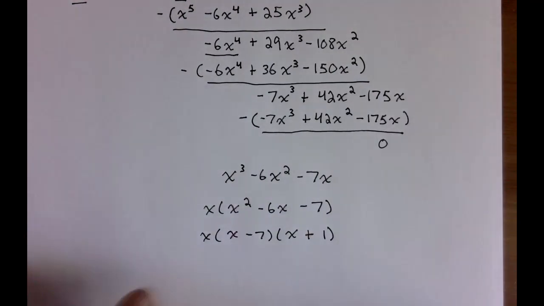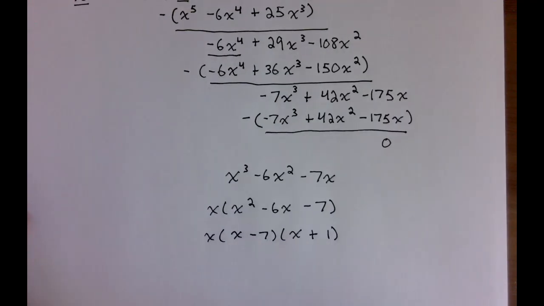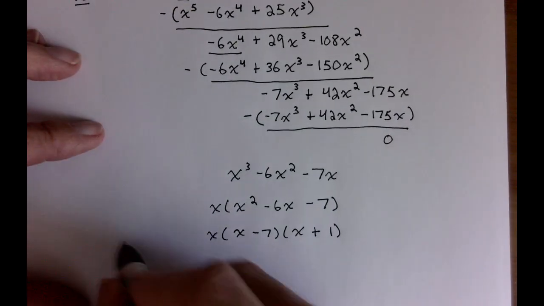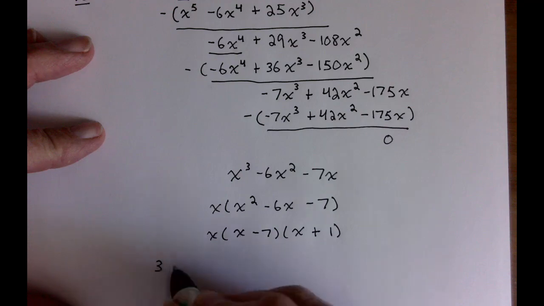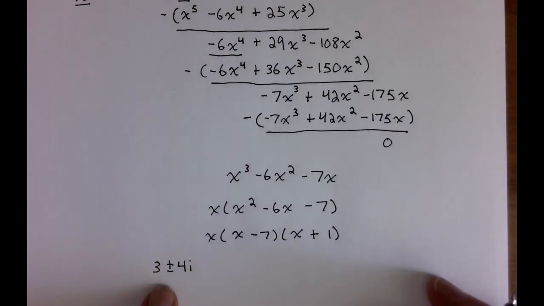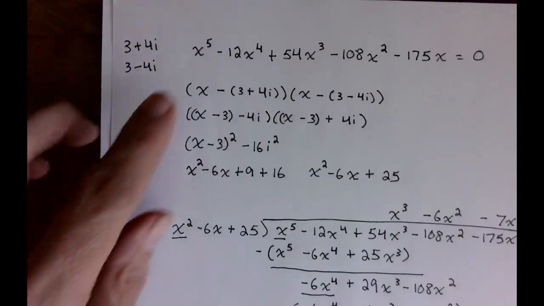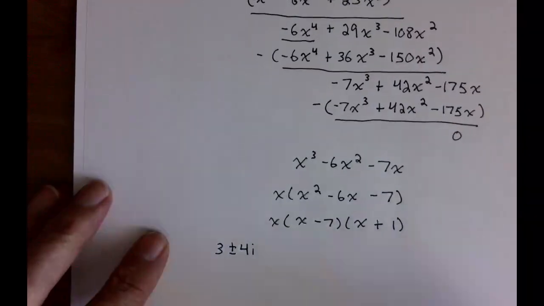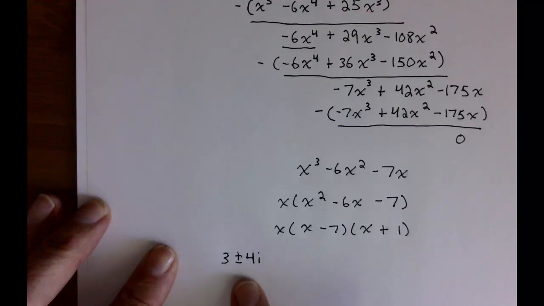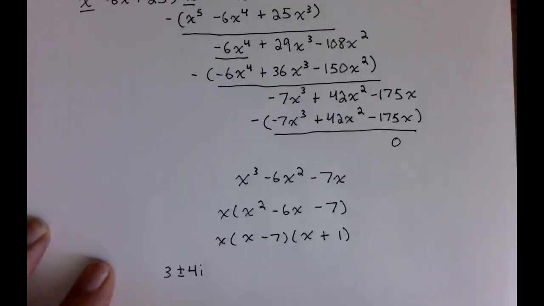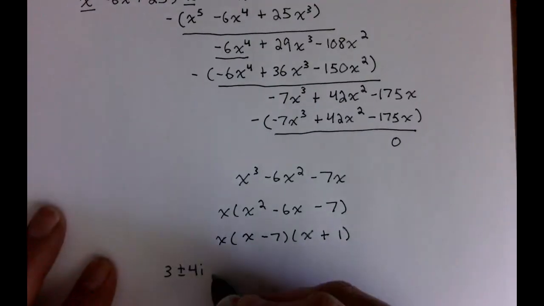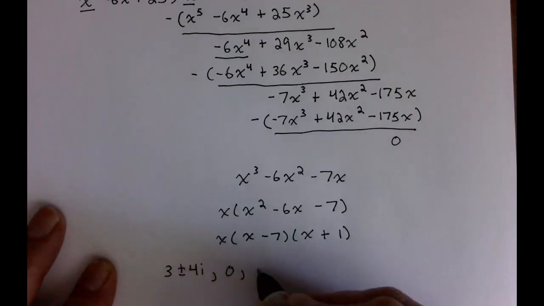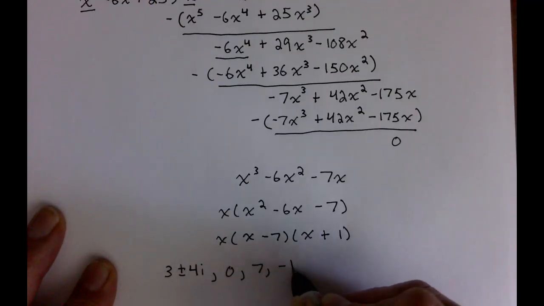And now I can see what my other roots are. Now remember, I knew from the beginning that 3 plus or minus 4i are going to be roots. I found that out because they gave me that hint that 3 plus 4i is a root, so I know 3 minus 4i is a root. So that's where those guys come from. And now I can see what the other zeros are going to be. It's going to be a 0, a 7, and a minus 1.